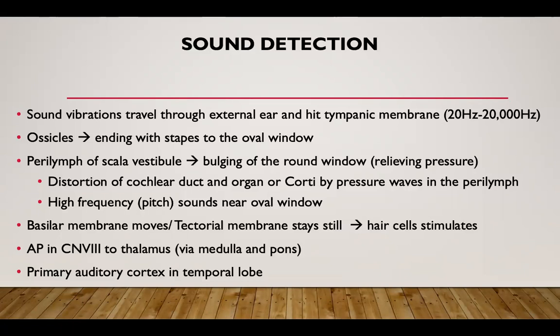But at the same time, the tectorial membrane that is sitting on top of your hair cells is going to stay still. So the bottom membrane is moving, and then the top membrane, which is your tectorial membrane, stays the same. This fluctuation, that movement versus no movement, stimulates your hair cells.